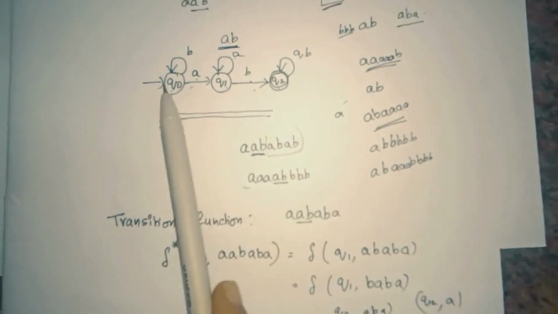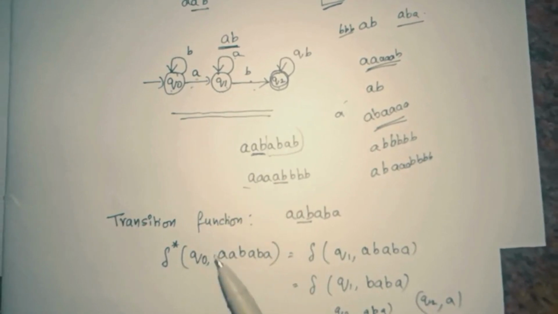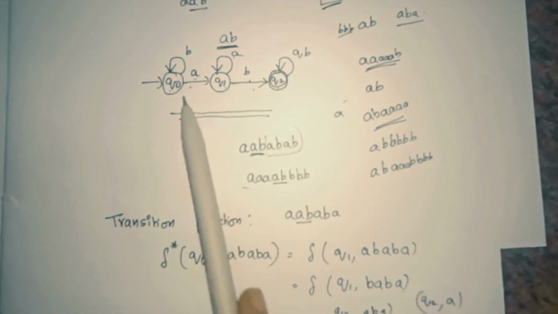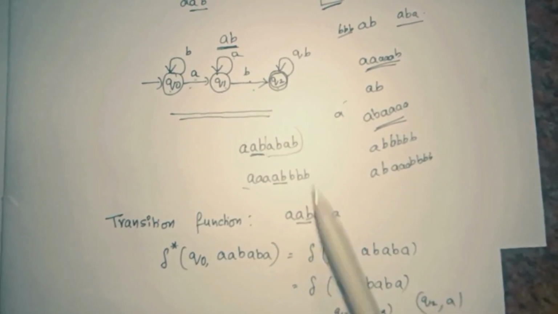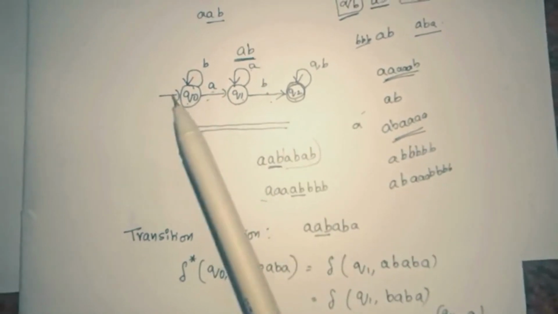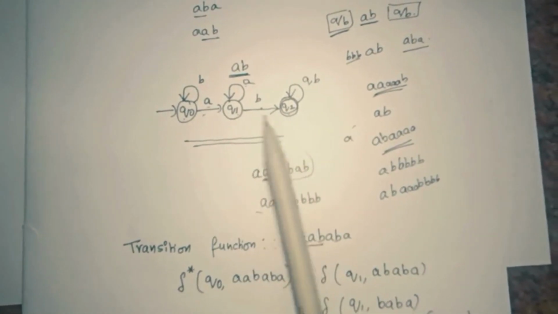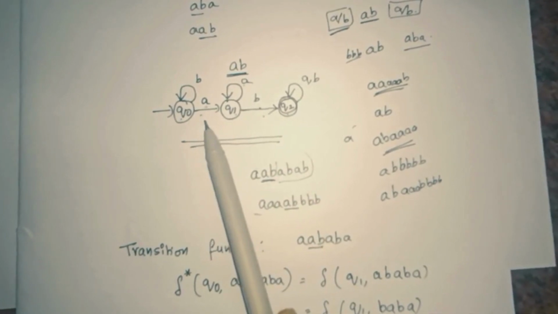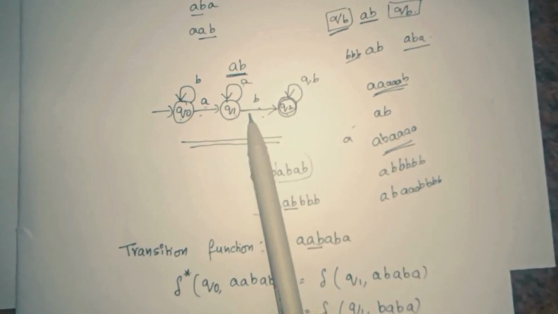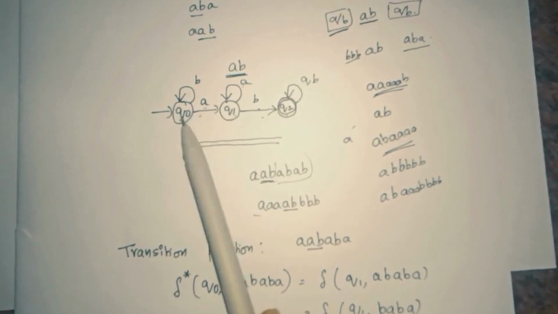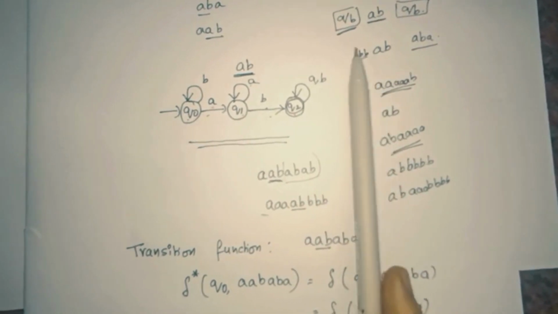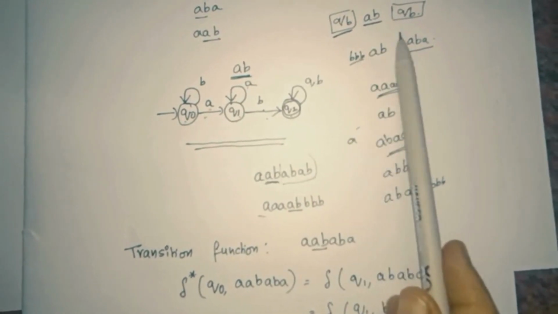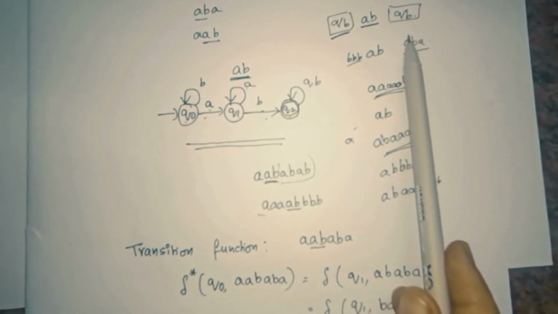Hence the DFA we have written is correct, and the strings accepted by this particular DFA are correct for the given question. So this is the finite automaton, that is a deterministic finite automaton, which accepts AB as a substring. Before AB we can have any number of A's or B's, and after AB also we can have any number of A's and B's.